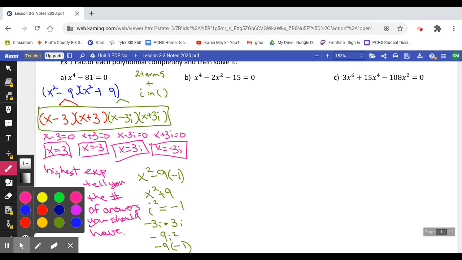So our highest exponent in the problem was 4, so you better end up with 4 answers. And we did. So let's go to the next one. Okay, on this one, we don't have 2 terms anymore.